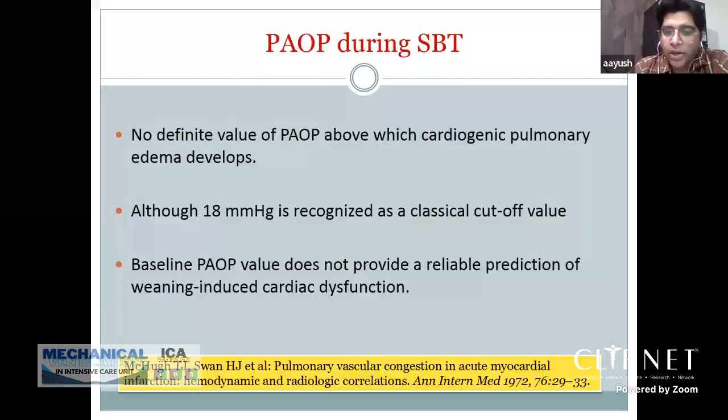Ideally, there is no definitive value of PAOP, that is the pulmonary artery occlusion pressure, above which cardiogenic pulmonary edema develops, but in most of the studies, a cutoff of 18 has been concluded. Baseline pulmonary artery pressure will never give you a reliable prediction of weaning-induced cardiac dysfunction.